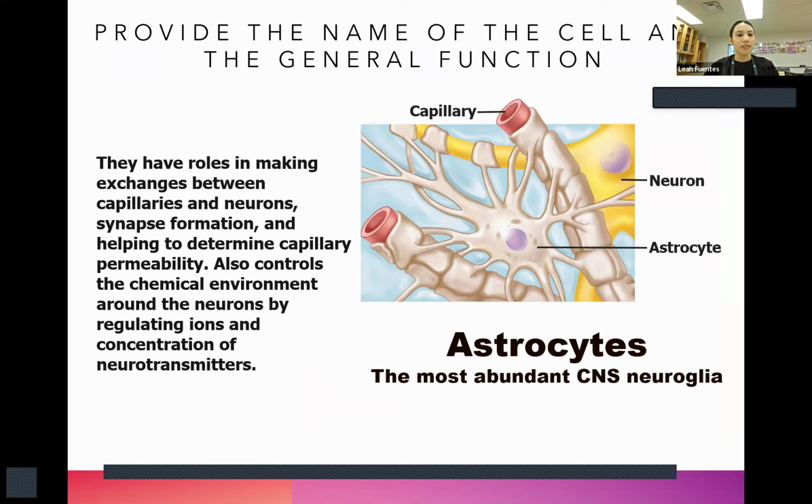Again, these are the most abundant. These have a role in making exchanges between capillaries and neurons, synapse formation, and helping to determine the capillary permeability. These also control the chemical environment around the neuron by regulating ions and the concentration of neurotransmitters.